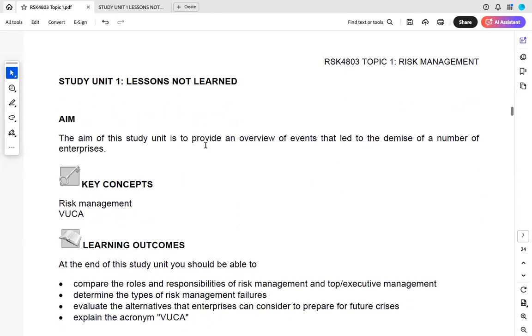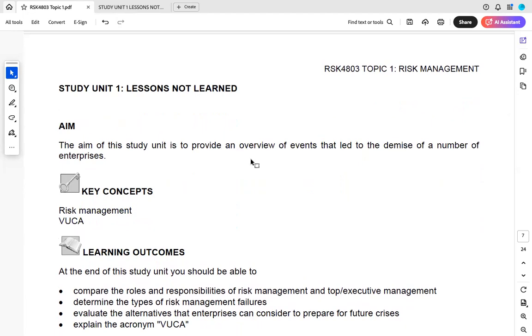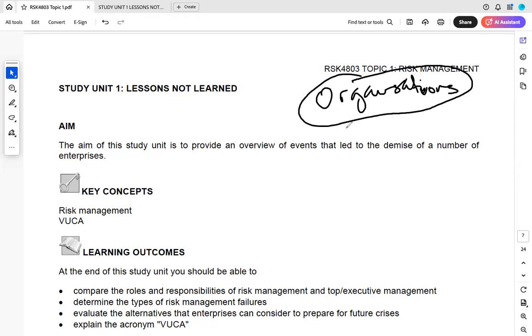Okay, so a key thing to understand with regards to risk financing is that you tend to find that there are 2 types of companies or organizations. They can even be public organizations, not necessarily companies, like parastatals. There are 2 types of organizations, right? There are organizations which tend to survive risk events.